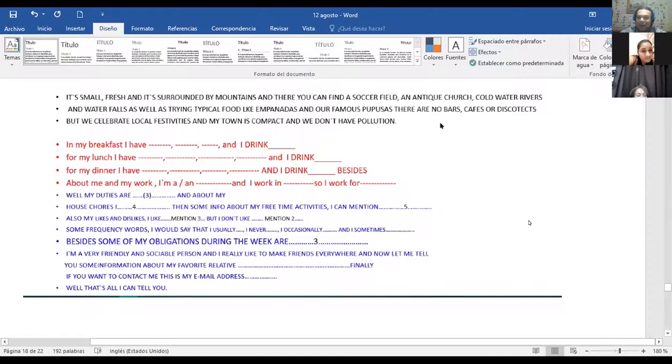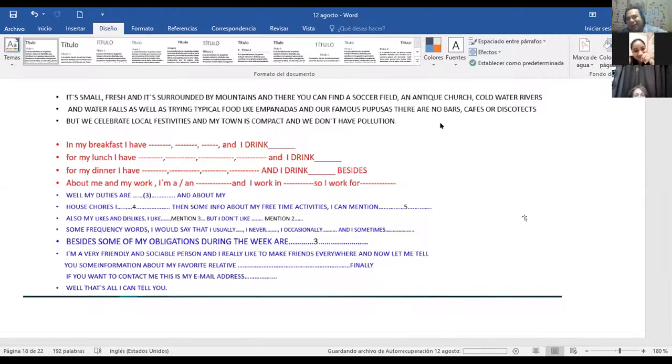Good job, Rubidia. Solo ahí, Rubidia. Ten cuidado. Lo que pasa es que estabas mecánica cuando empezaste a decir about me and my work, I am, y continuaste diciendo I am work and I am work for. Ese fue el error. Acuérdate que en la siguiente ya no dice I am, sino que solo dice I work. And I work. That's good. Little by little.